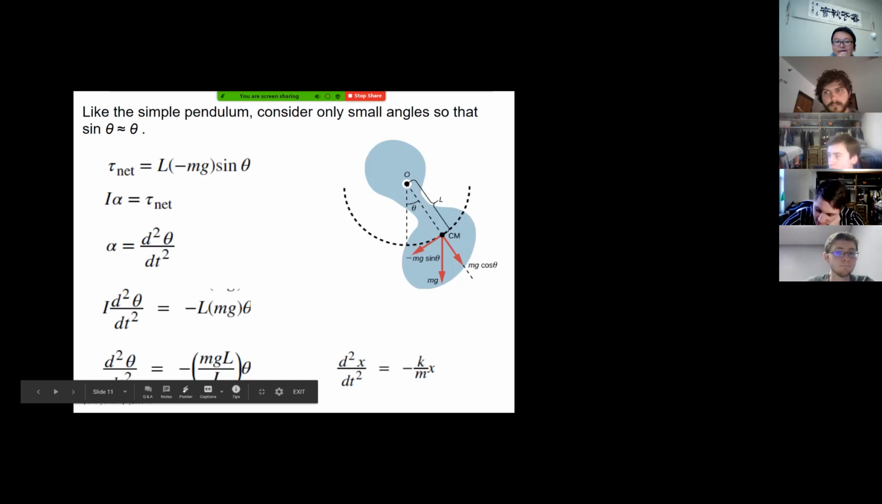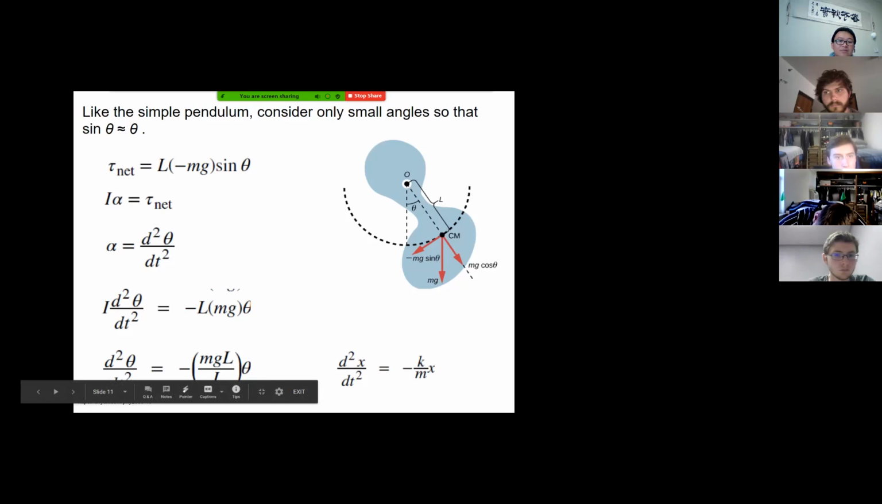It's the same here. mgL divided by I will be a constant term, because everything will be constant. It will not change with respect to the variable theta. So these two actually have similar expressions. You can replace k over m by mgL divided by I, and then you will have the same solution for these two differential equations.